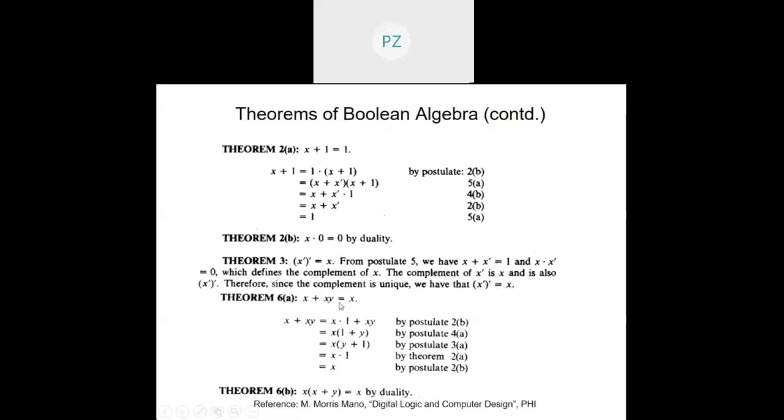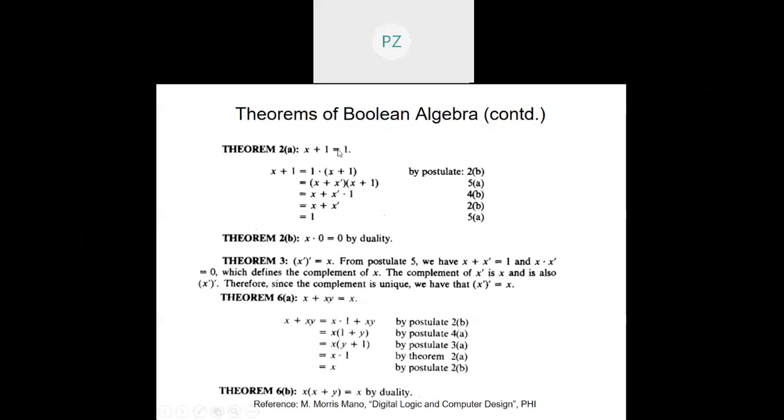Now theorem 6a, x plus xy is equal to x. Again, an interesting part, because you do not see this in ordinary algebra. Let us see: x plus xy is equal to x dot 1 plus xy. You can AND it with 1, which gives you the same thing, the AND identity element. Now using the distributive property, you can take x common, so x times (1 plus y), by the distributive property. Or this may be x times (y plus 1), right? Now anything ORed with 1 is 1 itself.